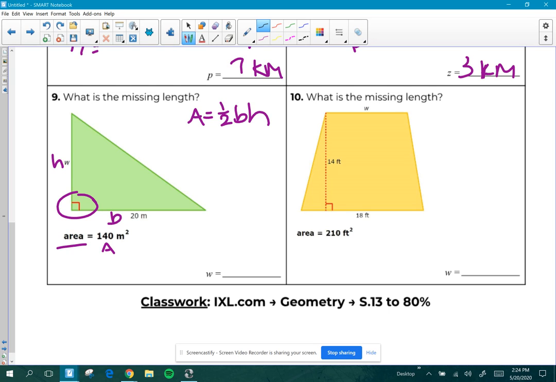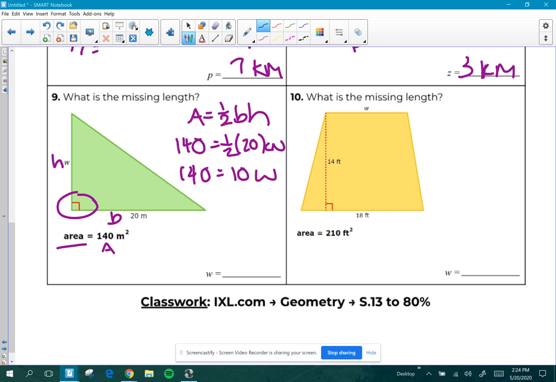So now I can plug in what I know. So for the area, I know that that's 140 equals 1/2. I know my base is 20. And then I don't know my height, but they labeled it W. So looking at the side that has the W, I have some stuff I can simplify. I can do 1/2 times 20. When I do that, I get 10 W.